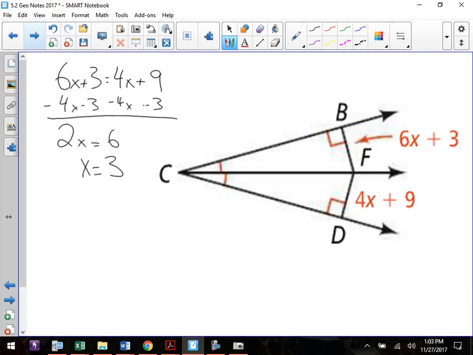You guys get 3 for x, I'm hoping. When he subs you back in, you're getting 18 and 3, 21, 12 and 9, 21. I always check it just to be safe, because you don't want to do a dumb thing. Because there's a lot of times people do 2x equals 6, they'll say it's 4, because they'll accidentally subtract it instead of divide it. So don't do a dumb thing. That way you can catch yourself from screwing up.